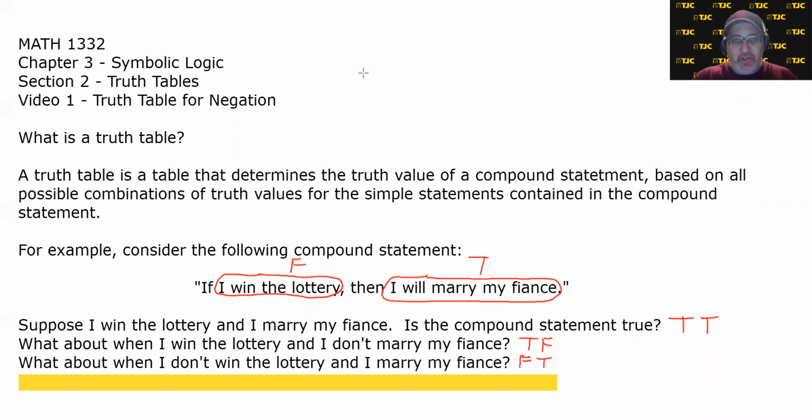Under those conditions, what can we determine about the truth value of the entire compound statement? And there's one combination of truth values that we're missing. Do you know what it is?